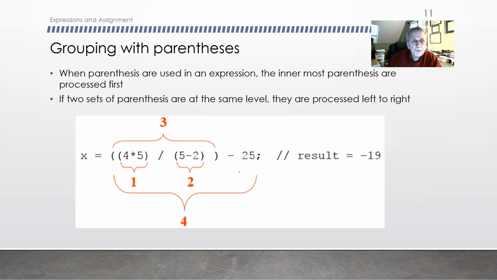So when we're doing this, we say if 2 sets of parentheses are at the same level, they're going to be processed left to right. And that's what we're seeing here. These 2 are effectively at the same level, so we do the multiplication first because this set of parentheses and its enclosed operand and operators appear to the left of the 5 minus 2. We then evaluate that, and then we can do the division that appears here, and finally the subtraction, which occurs outside. Think about this one for a moment.